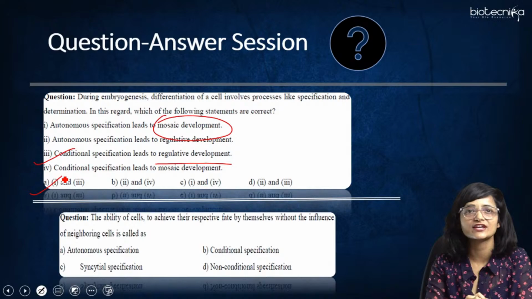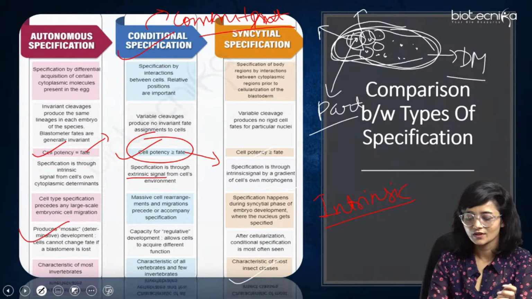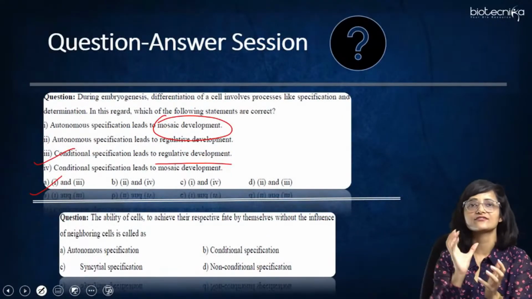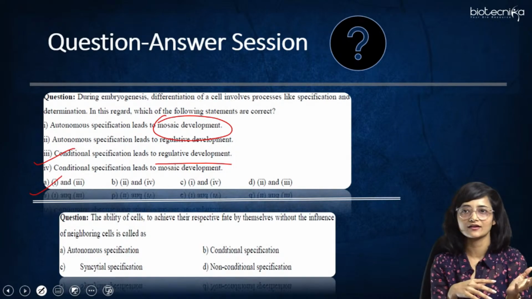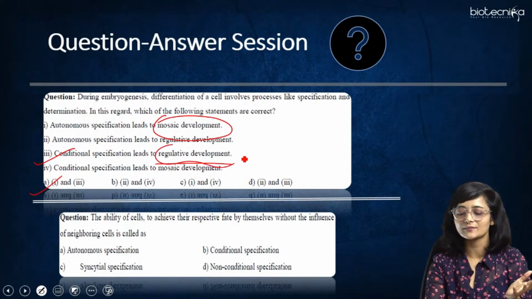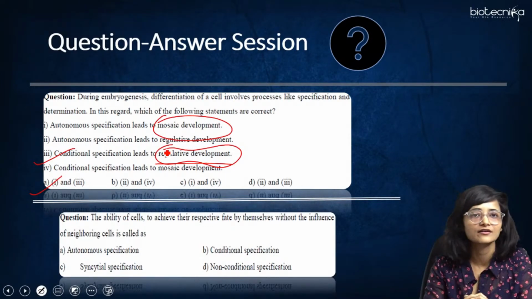So conditional specification, we studied about the regulative development, right? What happens in conditional specification is that even if the extrinsic factors are changed, the cell has the potency, or the capability, to revert back, right? So regulative development basically means that. So conditional specification leads to regulative development. So both of these options are correct here, right?